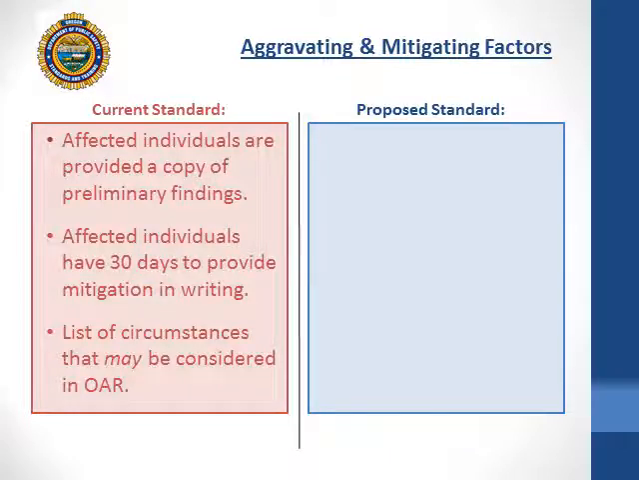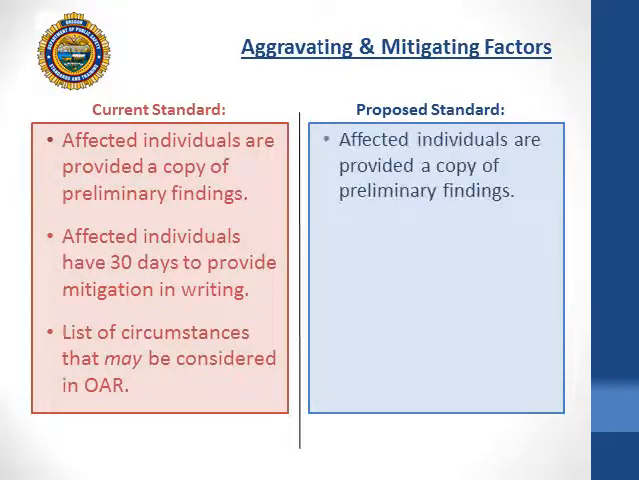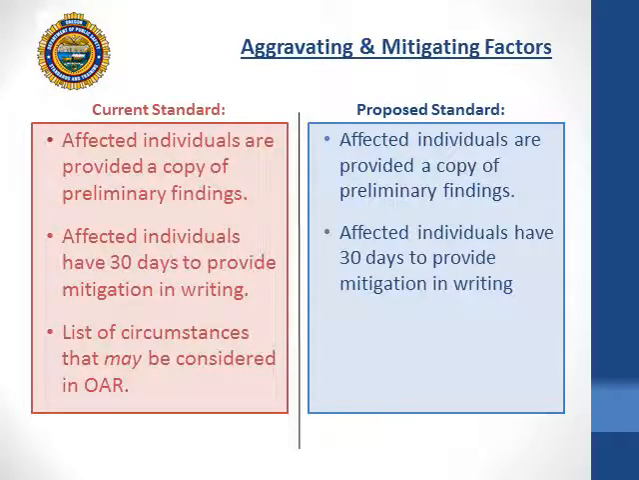This list can be found in the current administrative rule, subsection 9D, and includes things like when the misconduct occurred or whether the public safety professional served jail time, etc. Under the proposed standards, the affected public safety professional will still be provided with a copy of staff's preliminary findings and will be given 30 days to provide written mitigation for the policy committee's consideration.